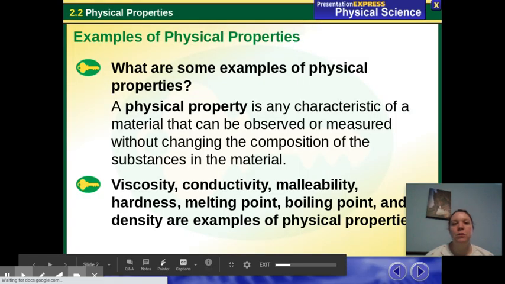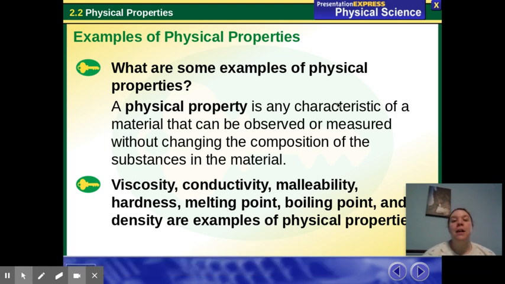All right, so today we're talking about physical properties. So, some examples of physical properties. Basically, a physical property is any characteristic of material that can be observed without changing the composition of the substances in the material. What this means is I'm not changing its chemical makeup.